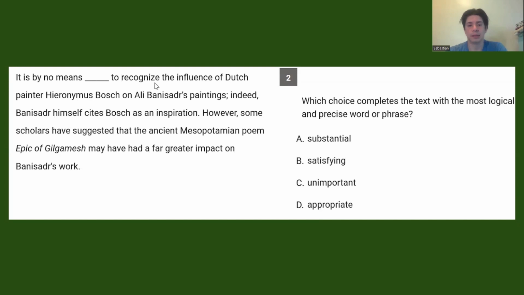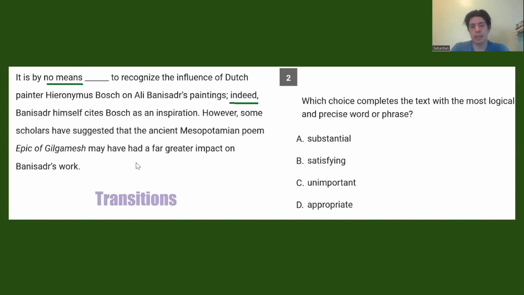So it is by no means blank to recognize the influence of Dutch painter Hieronymus Bosch. Okay. And then look, we have this transition, right? And he's cited as an inspiration. So we have substantial, satisfying, and it's by no means. So the "no means" is an interesting thing because it's sort of setting up that it's not this thing that we're going to be putting here, okay? However, some scholars have suggested that the ancient Mesopotamian poem, Epic of Gilgamesh, may have had a far greater impact. Okay, so they're saying that this other thing, this poem, has a bigger impact on Banisadr's work. But it's also saying, indeed, Banisadr cites Bosch. So he still matters, but he's not the most important. So by no means substantial. I wouldn't go with that because it's saying he does matter, right?